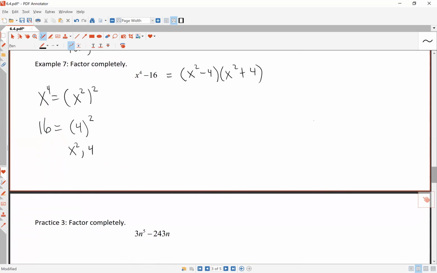Now we need to be a little careful. We need to check our factors, x squared minus 4 and x squared plus 4. When we check our factors, the first one's an x squared minus 4. That is another difference of squares.